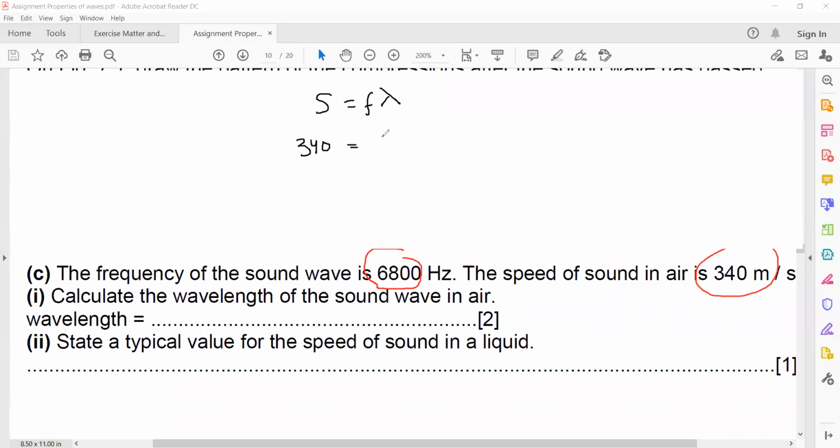Speed is 340, 6,800 is the frequency, and the wavelength we don't know. 6,800 is multiplied, so on the other side it will divide. So it will be 340 divided by 6,800. What's the answer for the wavelength? 0.05 meters. So the answer here will be 0.05 meter. The next part is related to the sound topic. That's why I'm not discussing that.